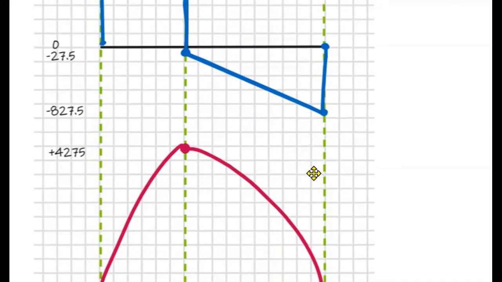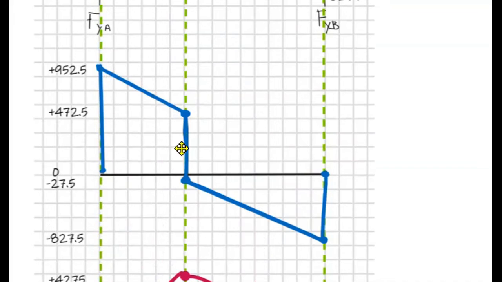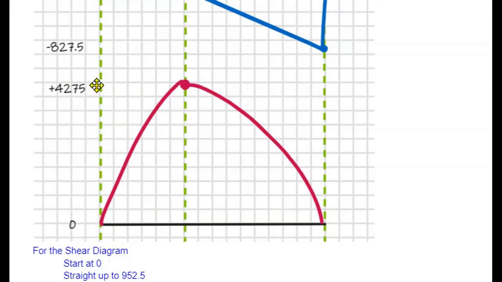The second part is finding the area. Let's simplify this. We're going to find the area under this side of the curve, from 0 up until it crosses the 0 line again. That's just some basic geometry, and we'll get a number there. We will put that point right here. I found that the moment at this point was a positive 4,275 foot-pounds. And I added in some parabolic curves from 0 to there, and from there back down to 0.